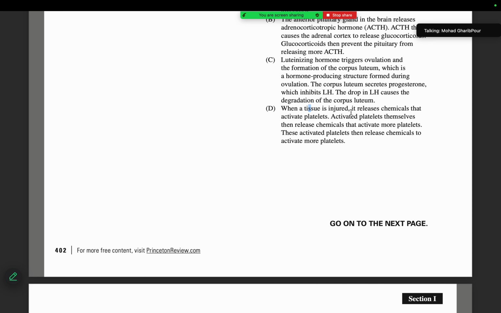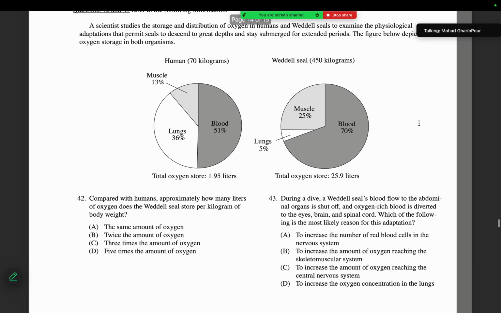When a tissue is injured, it releases chemicals that activate platelets. Activated platelets themselves then release chemicals that activate more platelets. This is positive feedback. Okay, so D.